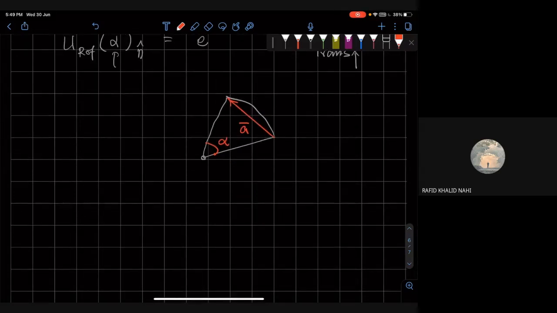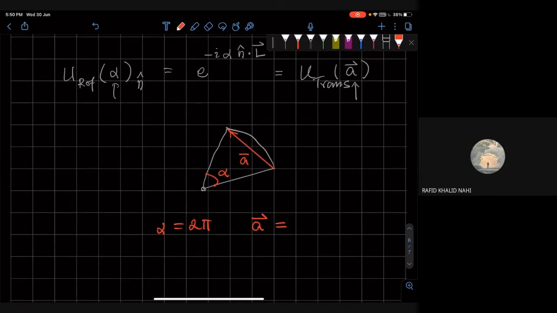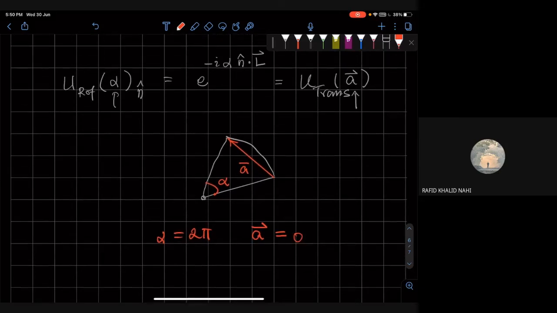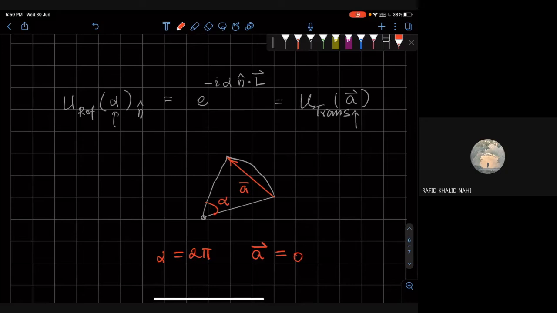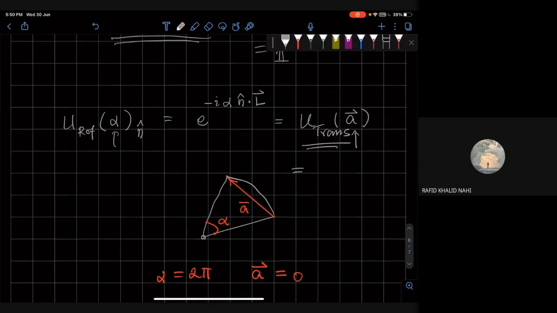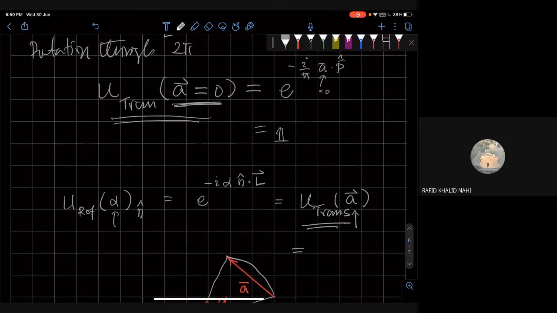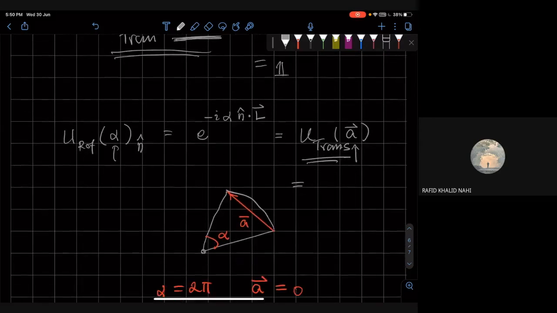Now, what if I put alpha equals 2 pi? What is going to be A? It doesn't change. It's the same. What is A? 0. Okay. Now, from the explicit expression of A equals 0, what do we know about this translation? If I put 0, the exponential to the power 0 is what? It's just the identity 1. It's the identity operator. Okay?